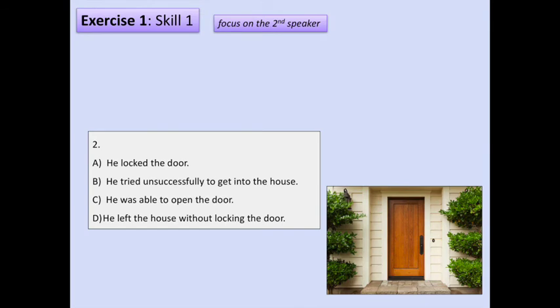Number 2. Was Steve able to get into the house? I left the door unlocked for him. What does the woman assume Steve did?